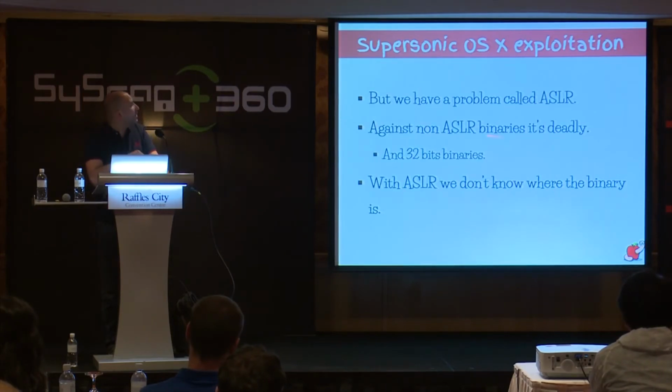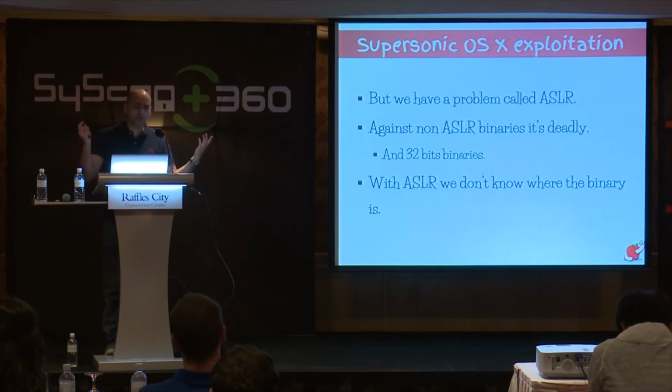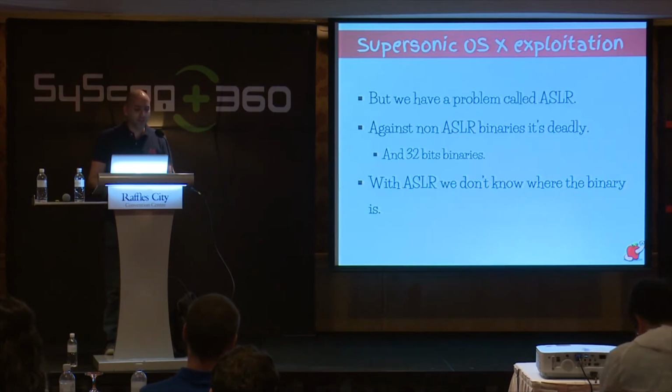If you try to exploit this against non-ASLR binaries, for example, the PokerStars client has a SUID binary, 32 bits. It's deadly. One attempt, game over. Against 32-bit binaries that have ASLR, I can't remember why, but it also works without any problems, because probably the space is very small and some more stuff happens inside the kernel that allows you to win the race.